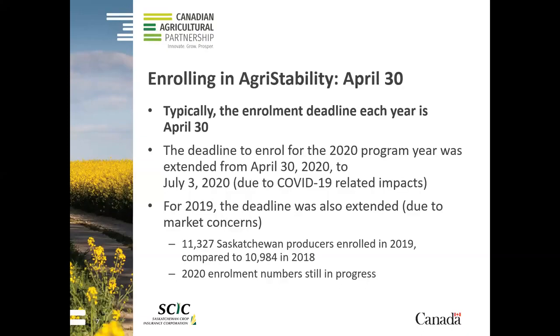For the 2019 program, SCIC ended up having 11,327 producers pay their program fee to ensure participation for that year. So this was up from 10,984 producers that paid their fee to participate in 2018. So that's the first year that we've actually seen a bump in participation. For 2020 enrollment numbers, we're still working on finalizing those, but they look to be just around 12,000 producers.